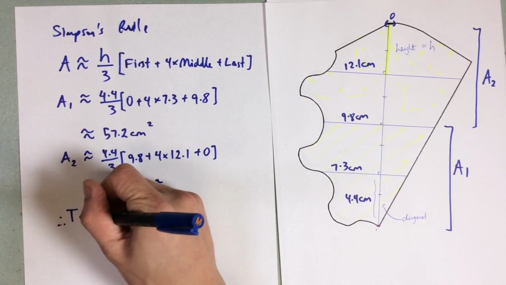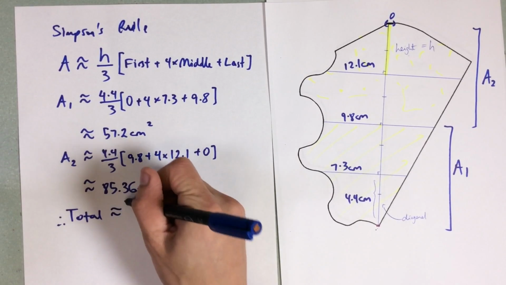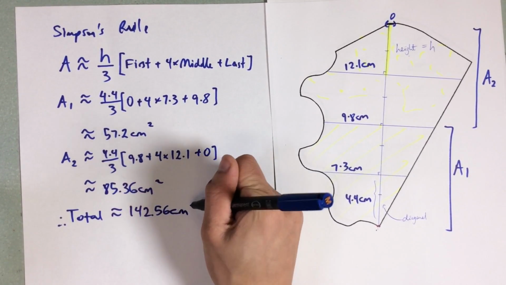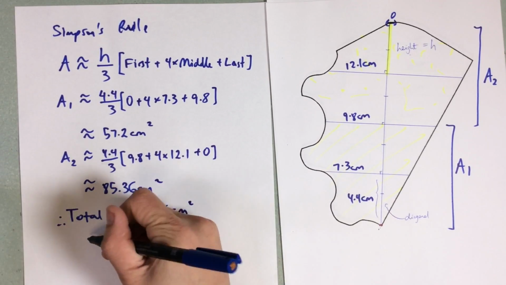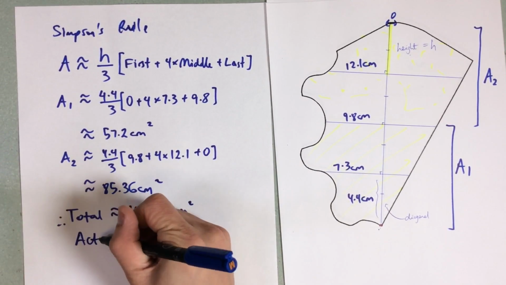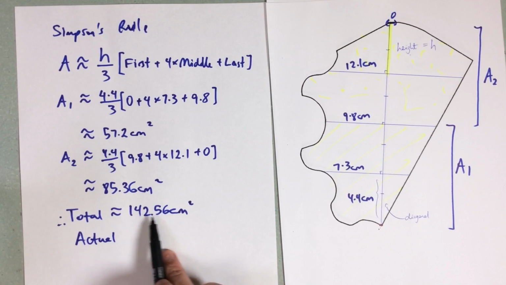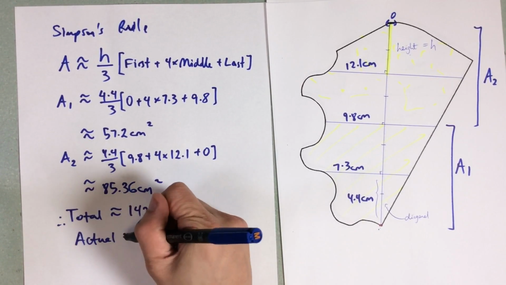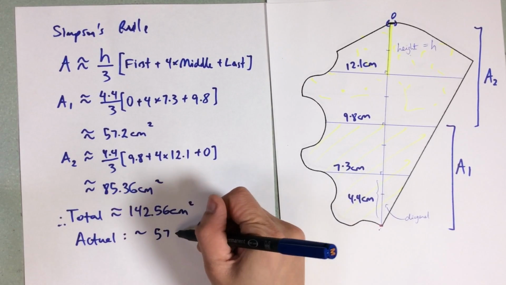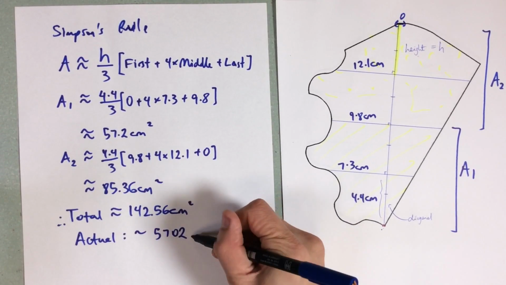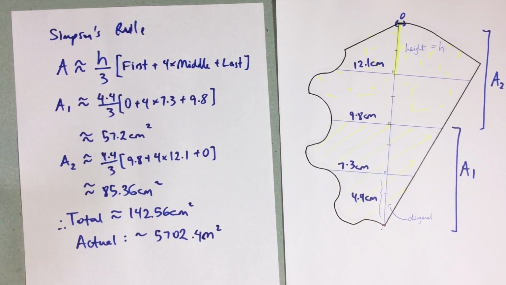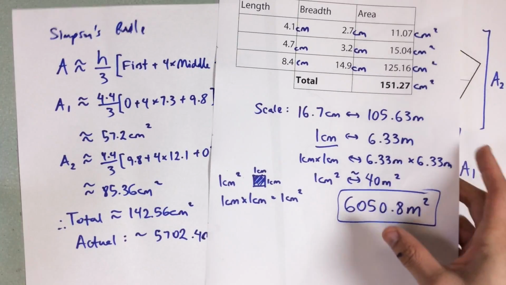So when I total these up, what I'm getting is 142.56 centimeters squared. Just like before, this is not the actual size. I'm going to be in meters squared, so I'm going to multiply by 40. When you do that, you're getting approximately 5,700 square meters, which you can see is in the same ballpark as what we worked out before.